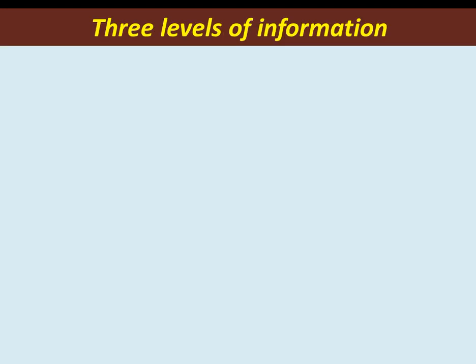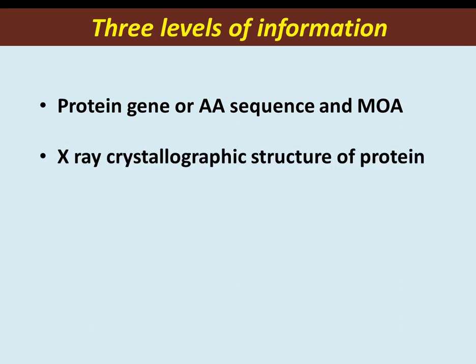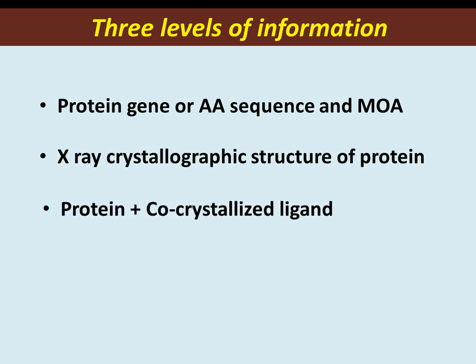Regarding any receptor pocket, we usually have three levels of information. At the preliminary level, we have information regarding the protein amino acid sequence or gene sequence and its mechanism of action. Secondly, the X-ray crystallography structure of only the protein. And third is the protein plus co-crystallized ligand.